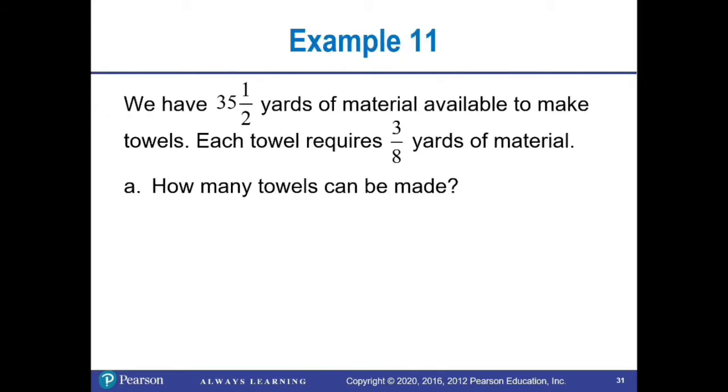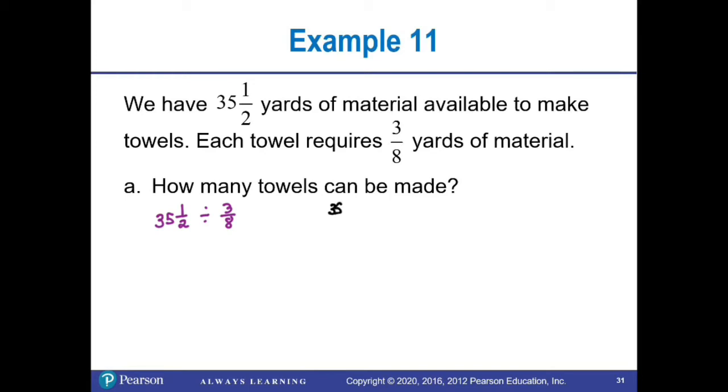We have 35.5 yards of material available to make towels. Each towel requires 3/8 yards of material. I want to know how many towels can be made. So I'm taking my 35.5 yards and I'm dividing it into 3/8 yards each because each towel requires 3/8 yards. Change your mixed number to an improper fraction.